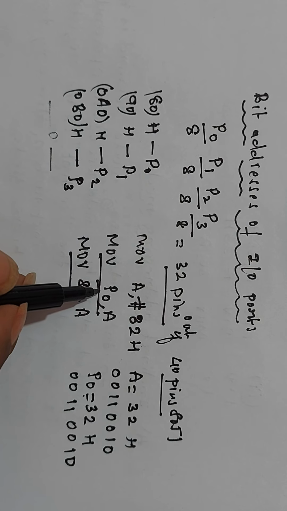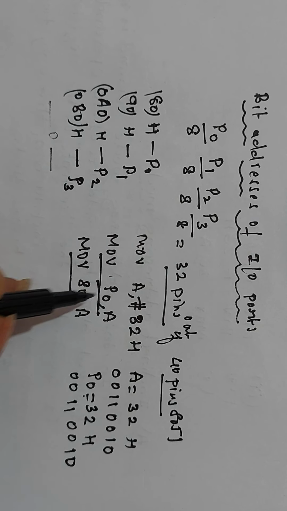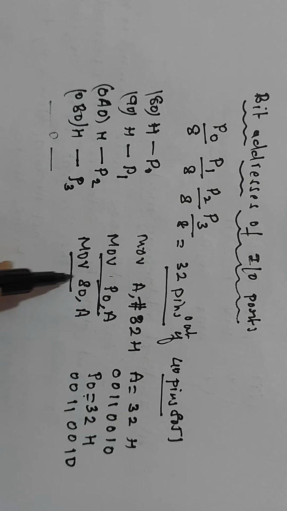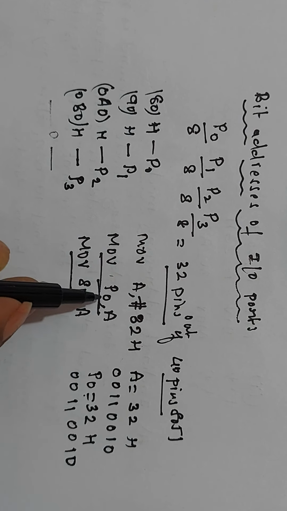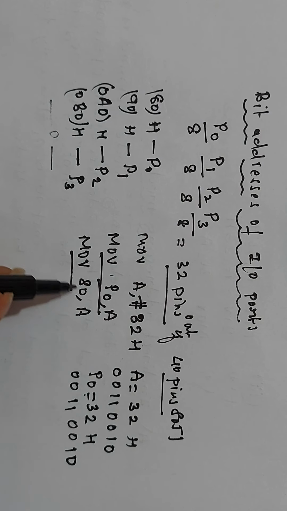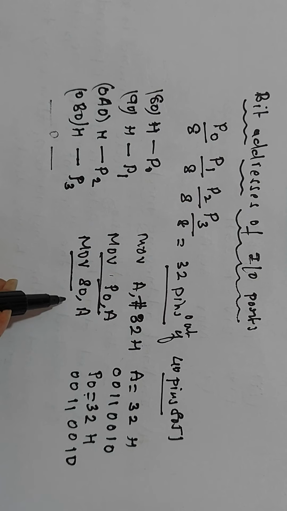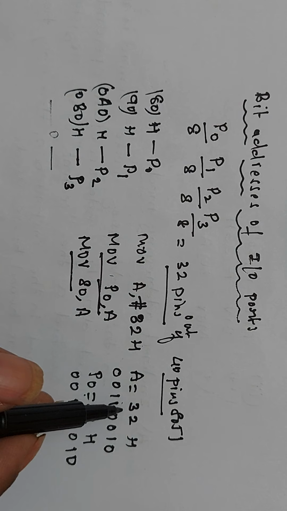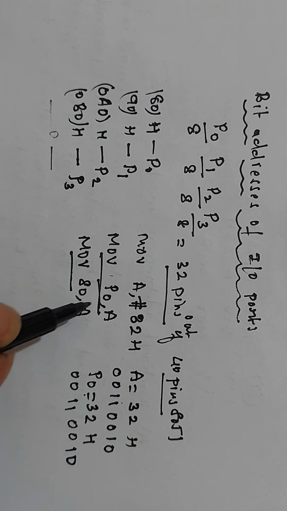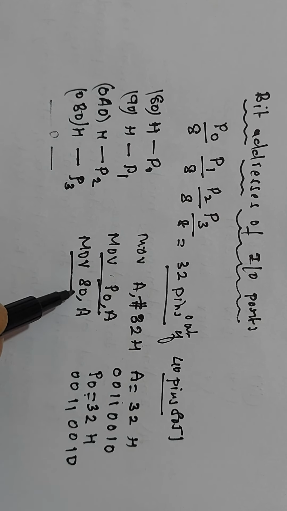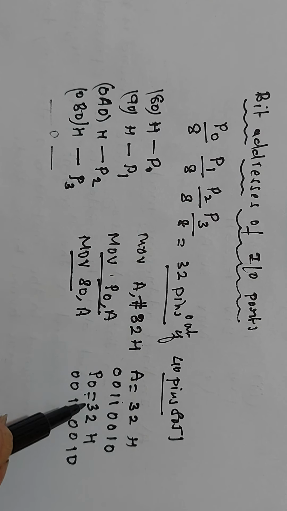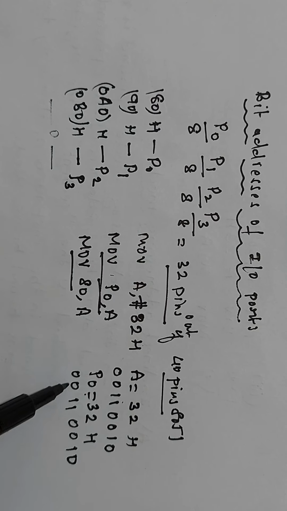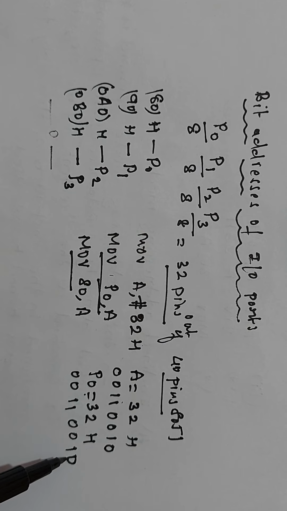Here we represent the port by its name P0. Here we represent the port by its address, because 80 is the address of P0. So you can write either P0 or its byte address 80. Both are same. Now the contents present in A is 32. It is copied to the port P0. Therefore, P0 contains 32H, that is 0011 0010.